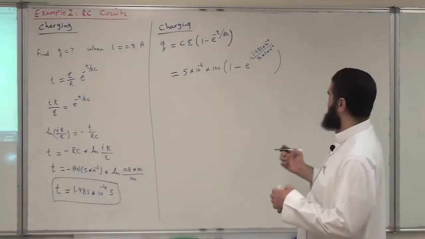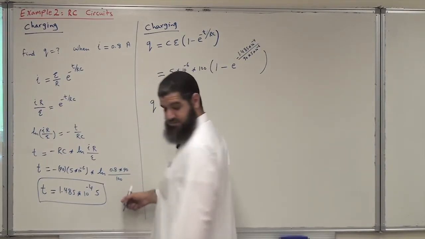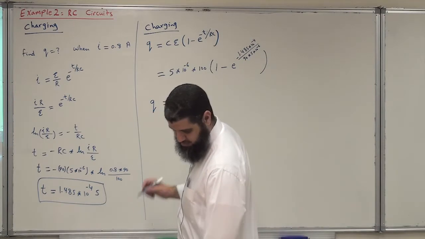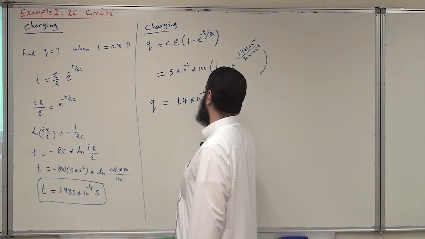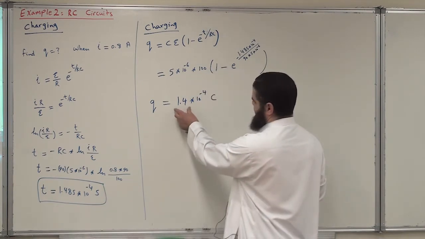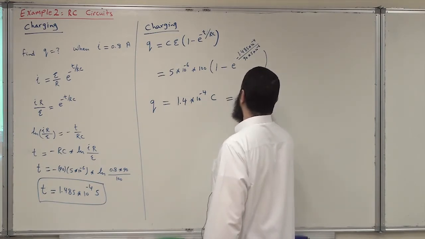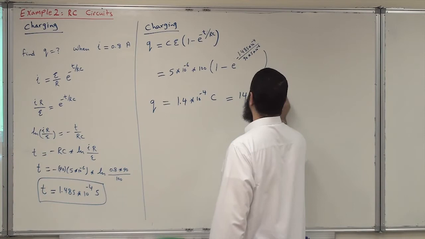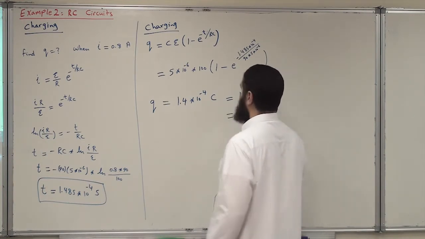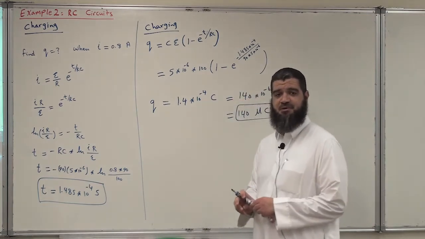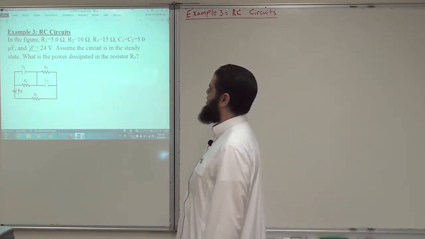It is very simple. Using your calculator, you will get that the charge at that moment will be equal to 1.4 times 10 to the minus 4 coulomb, or here you can multiply by 100, divide by 100. This can be written as 140 times 10 to the minus 6 coulomb, or 140 microcoulomb. That's it for this problem.